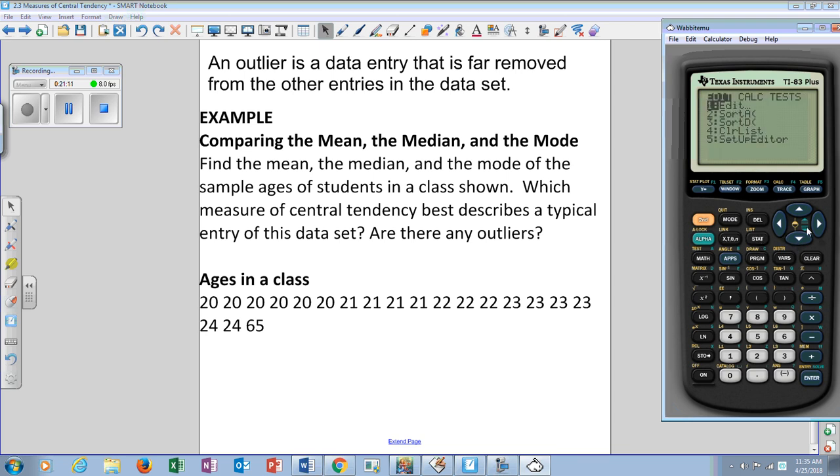Go ahead and click Stat. Go over to Calc, One-Var Stats. Now it tells us that our mean is 23.75. Okay? So if you're looking at this data, there are only, out of this entire data set, 1, 2, 3, 4, 5, 6, 7 people who are above 23. The rest of them are below 23. Matter of fact, we have 6 people who are 20. So our mode here would be 20.